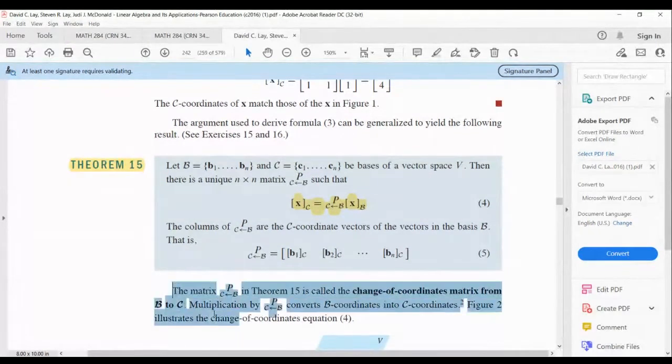So the change of coordinates matrix from B to C, well, basically what I just highlighted is what I just mentioned. You're going from one set of coordinates to another set of coordinates, and that's very important. One of my colleagues, Dr. Boudre, said this is absolutely important for some linear algebra applications.